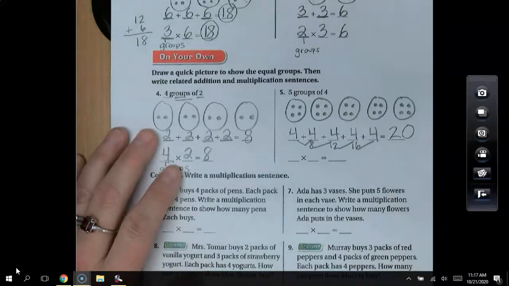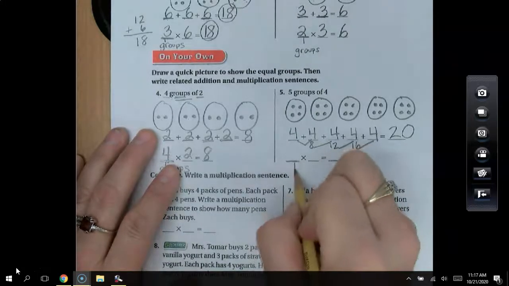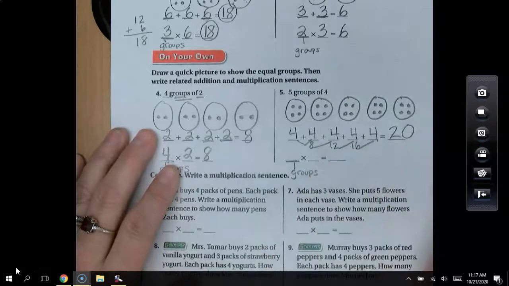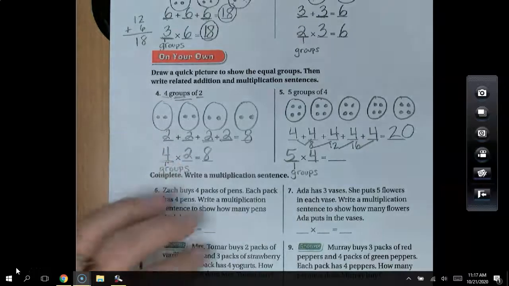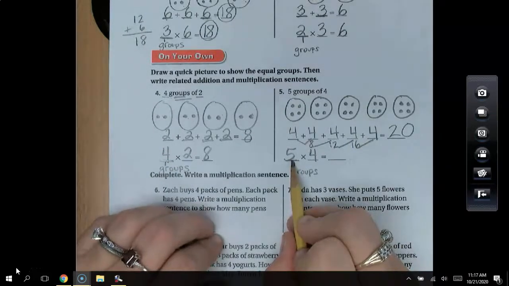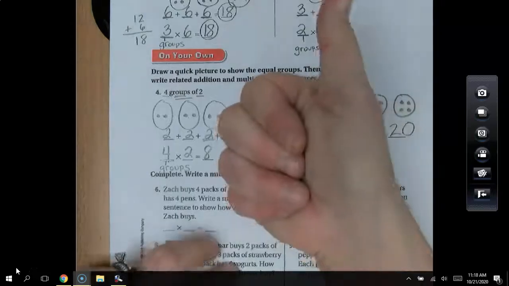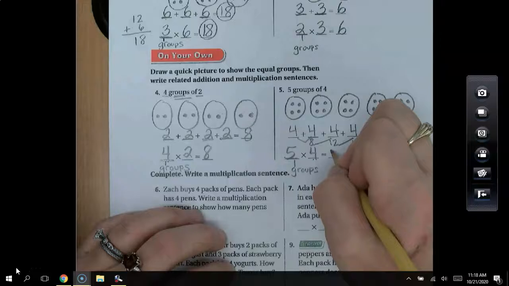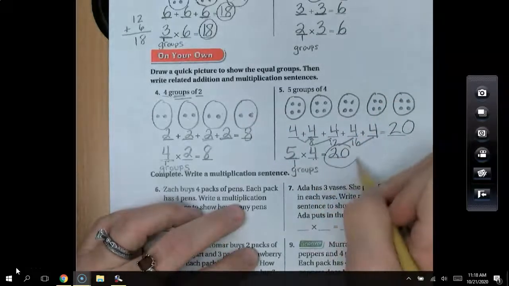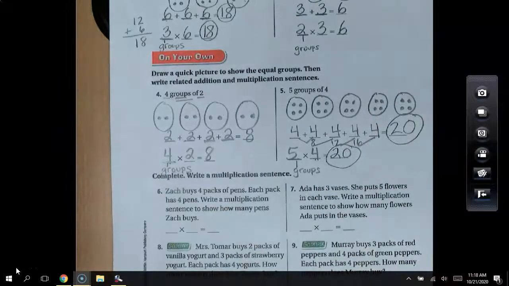To come up with your multiplication problem, I know my first factor is always my groups. So I have 5 groups times 4 equals, well, if I was unsure, I know how to count by 5, and I can count by 5 4 times. 5, 10, 15, 20. My answer is 20. And I know I'm right, boys and girls, because my 2 addition and multiplication sentences match. Did you get the same answer that I got? If you did, give yourself a pat on the back. If you didn't, go check to see what you did wrong.